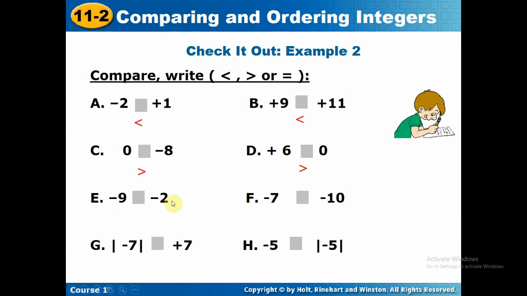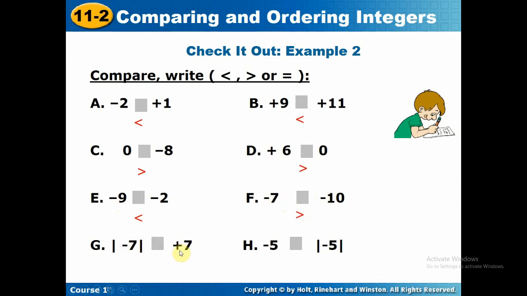Negative 9 and negative 2. Here the two numbers are negative. The smallest represents the greatest integer. For that, negative 2 is greater than negative 9. Negative 7 and negative 10. Here also, negative 7 is greater than negative 10.